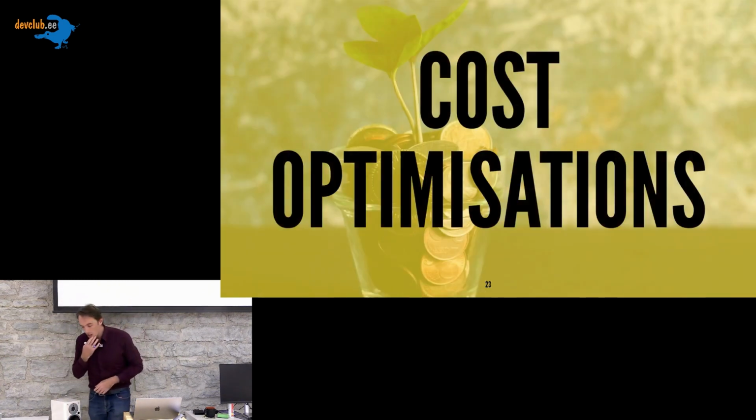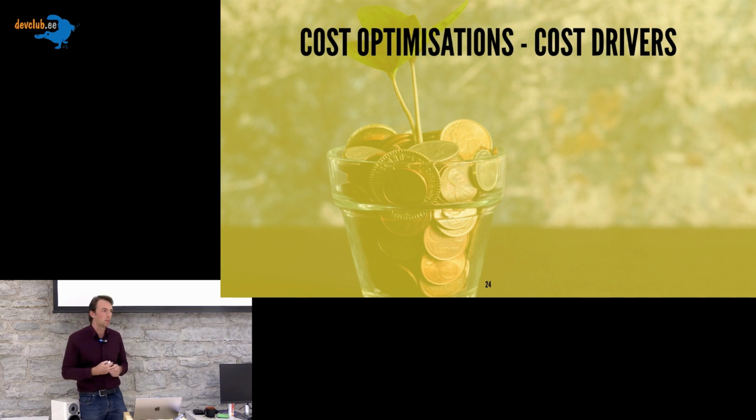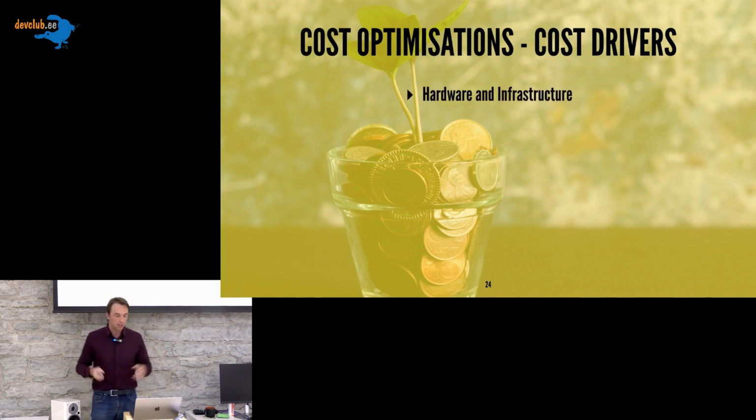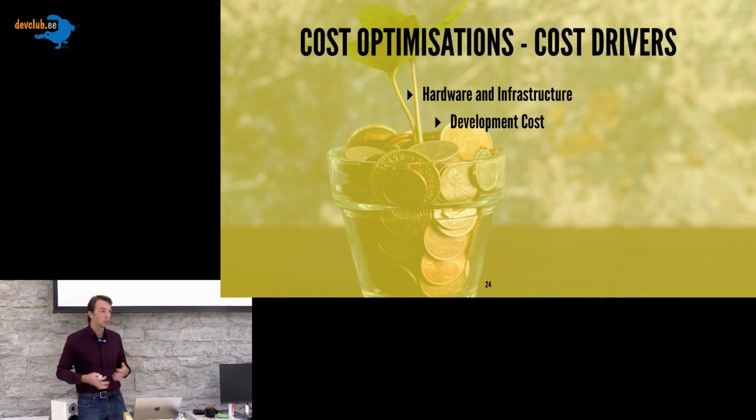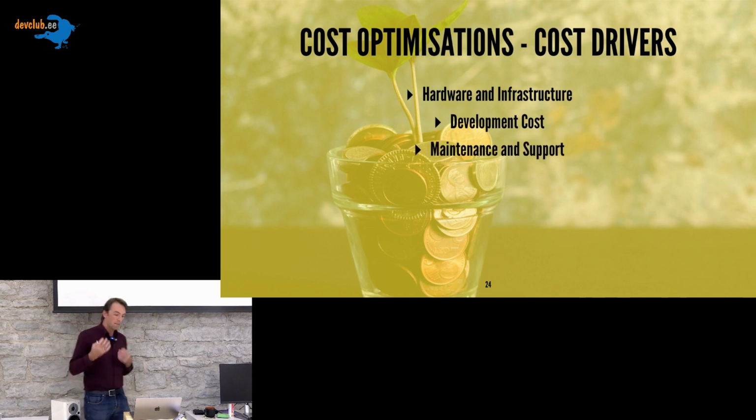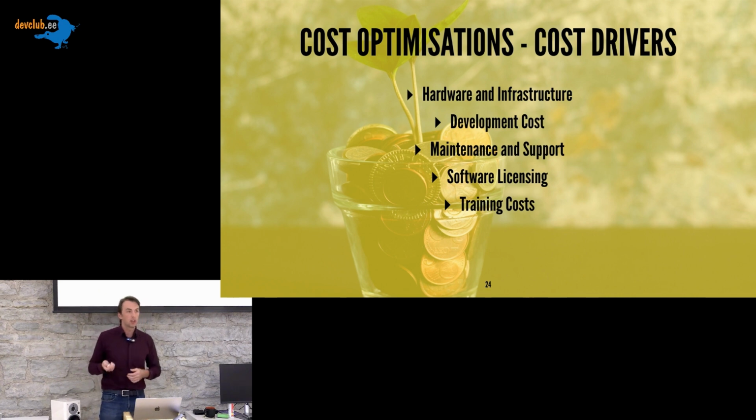Okay, so we spoke a little bit about the strategic investments. Let's talk about cost optimizations. And to talk about this, we need to understand the cost drivers, right? Like what contributes to the cost of our products. There are multiple things like hardware and infrastructure. We covered that already. Development cost, of course, especially for software products. This is like the majority of the cost you have. Then maintenance and support, software licensing if you have any, training cost if you need to teach people how to use your software, security, and compliance.